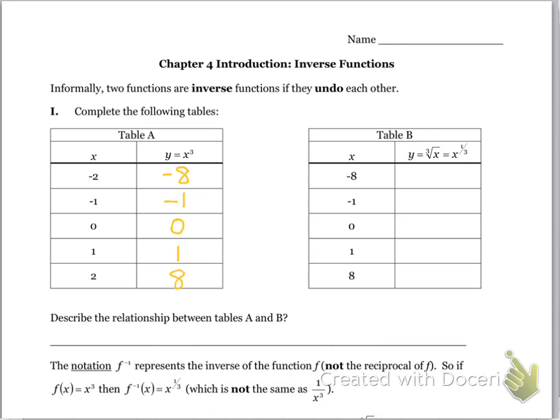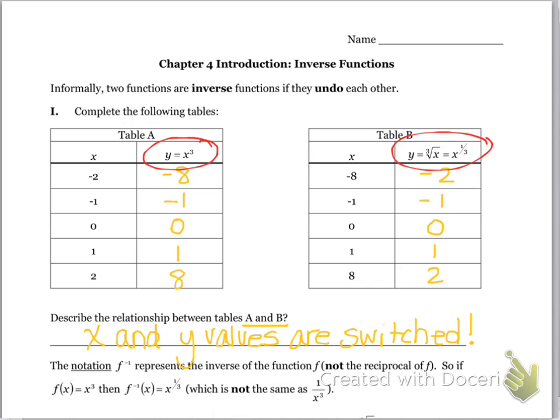So the cube root of -8 is -2. The cube root of -1 is -1. 0, you get 0. Cube root of 1 is 1. Cube root of 8 is 2. So if you notice, the relationship between tables A and B is that the values are switched. So since they're switched, what this means is that the functions given undo one another. Therefore, they are inverses.